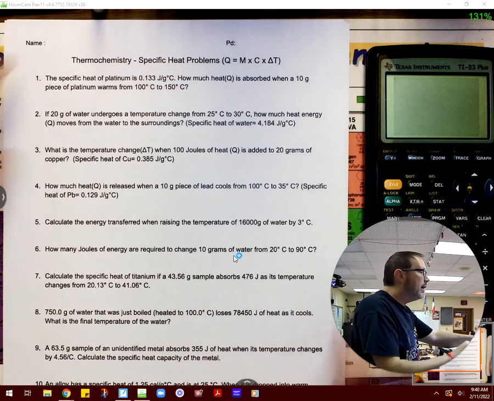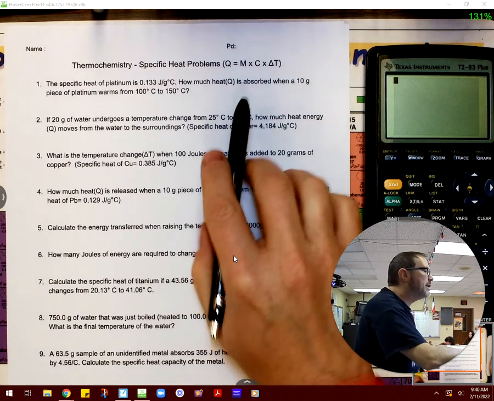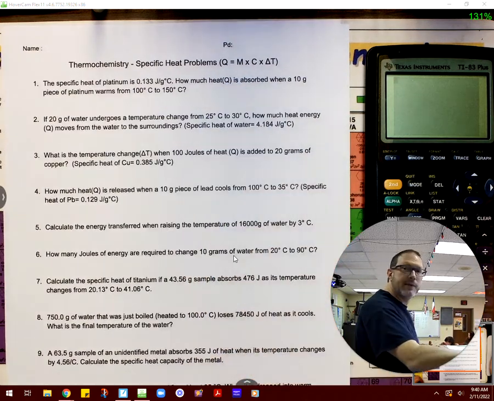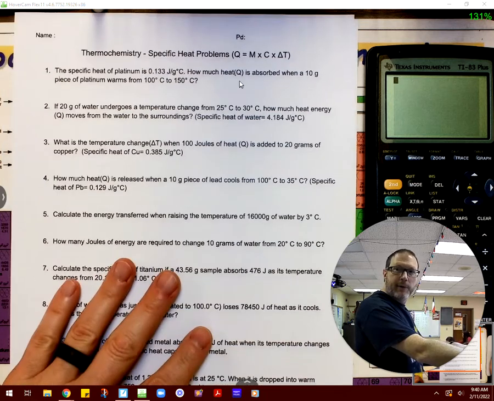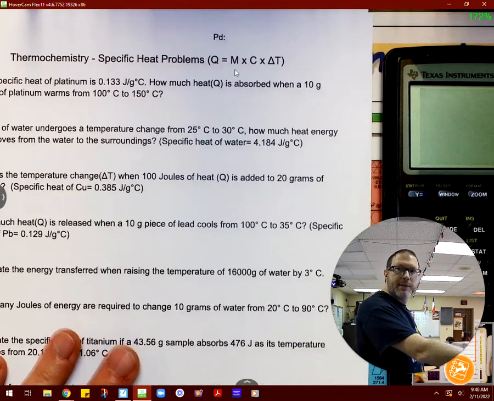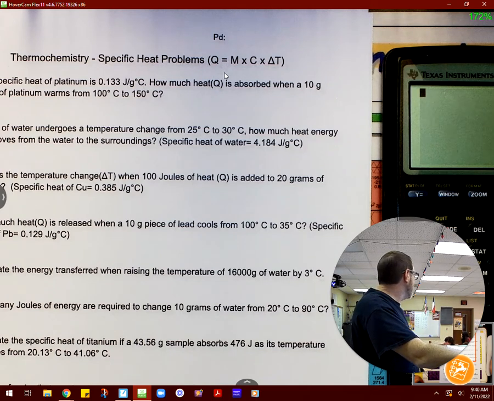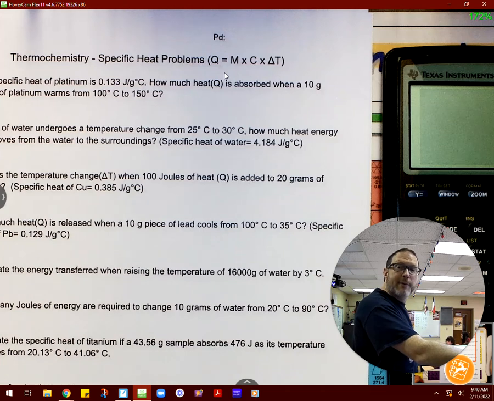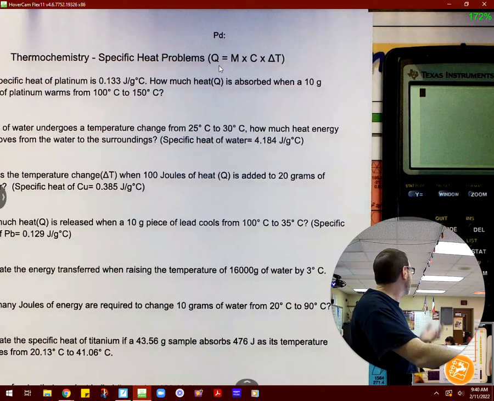We're going to be taking a look at some specific heat problems. Q equals M times C times delta T. We looked at some of these earlier this week on a couple different labs we did. On the coffee cup calorimeter lab, we did Q equals MC delta T to see how much heat energy was being absorbed or given off by the reaction going on in solution. We also did it with the Flame and Foods lab to see how much heat energy was being absorbed by the water, so we could figure out how much heat energy was being given off by the food we burned.